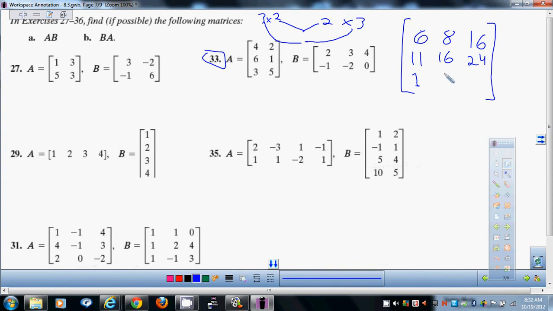Okay. Let's look at 29. How many rows are in this one? How many columns? 4. This is a 1 by 4. And what is this one? 4 by 1. Can we multiply them? What's our product going to be? 1 by 1. It's just one number.